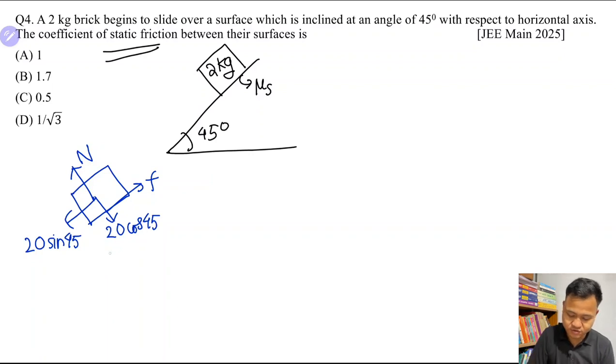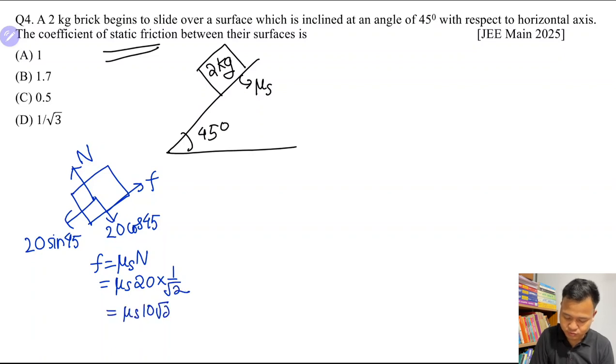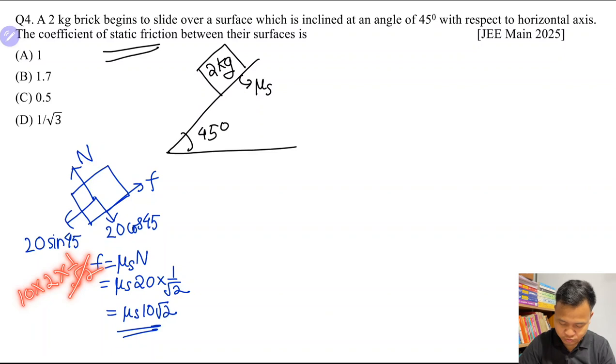So the friction force is mu s into N. Mu s into N, where N is 20 cos 45, which is 1 by root 2. So that means mu s into 10 root 2. Right? 20 into 1 by root 2, the root 2 cancels, and you have 10 root 2.